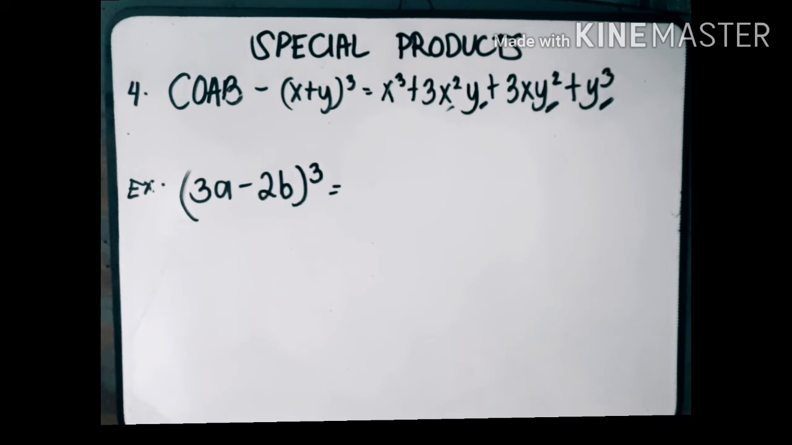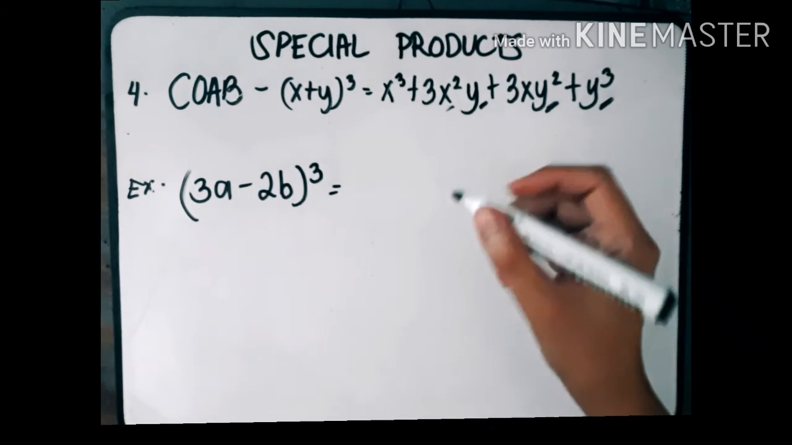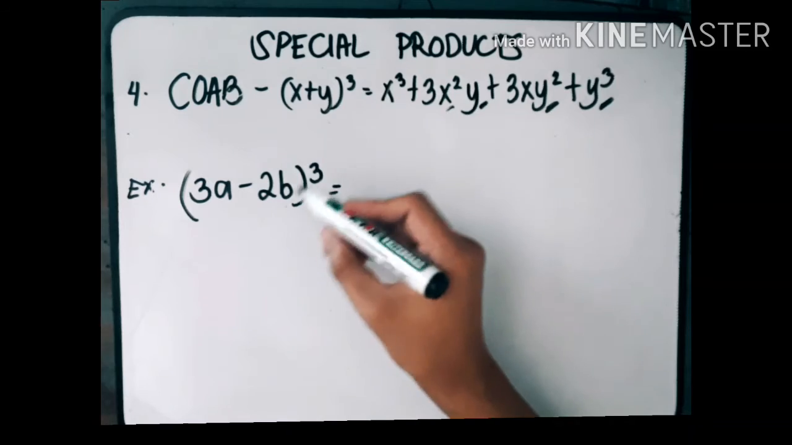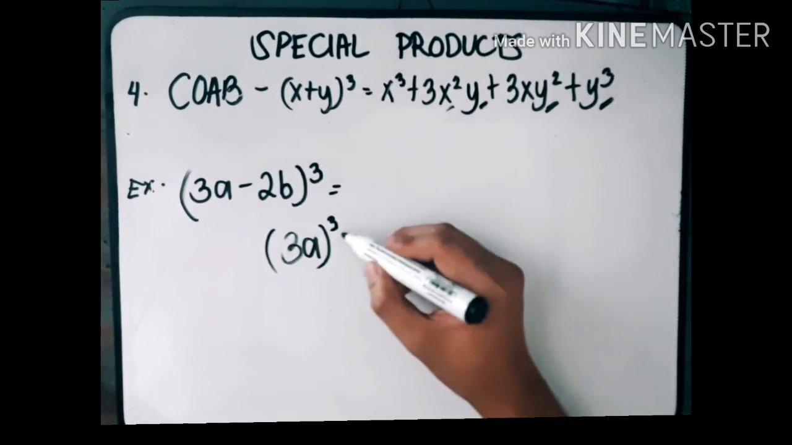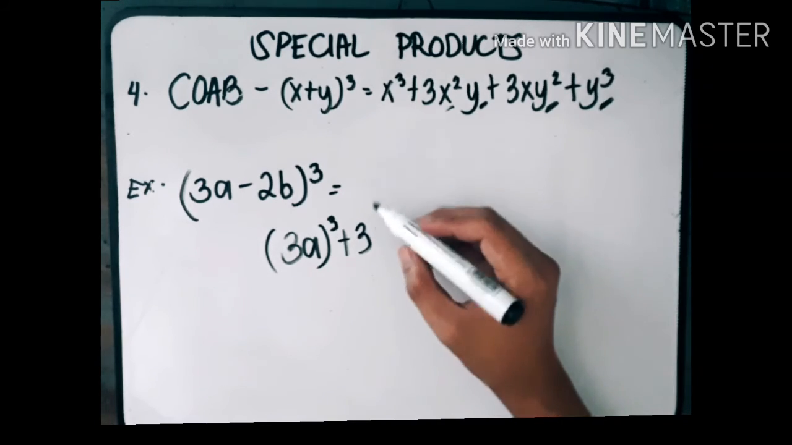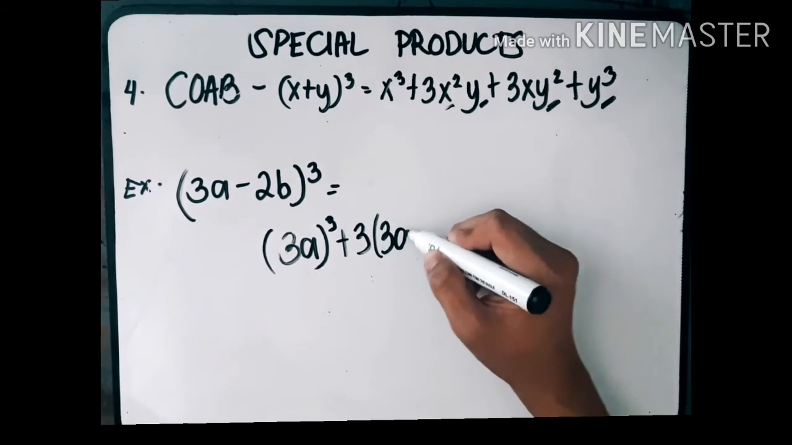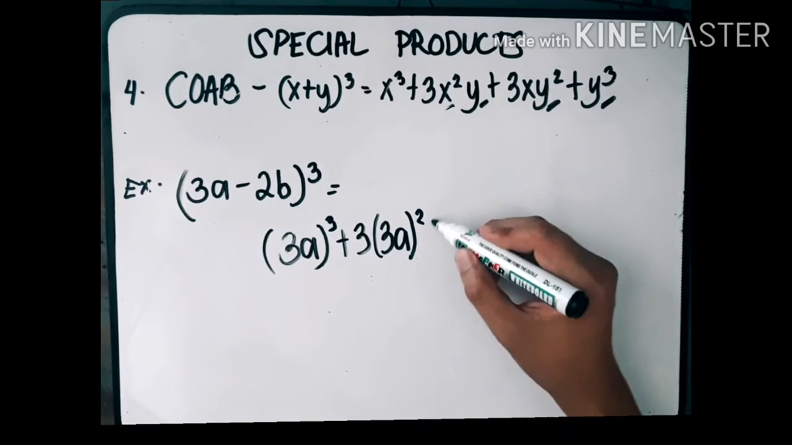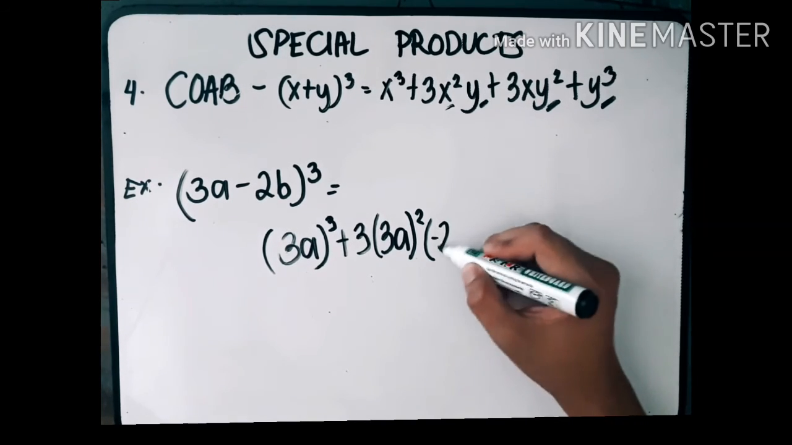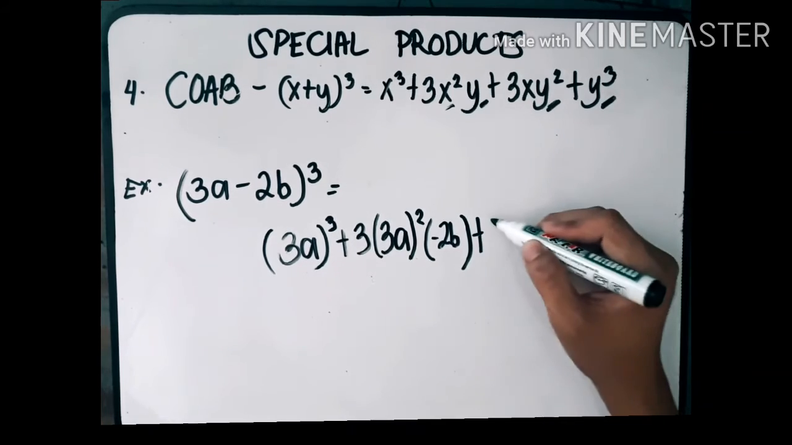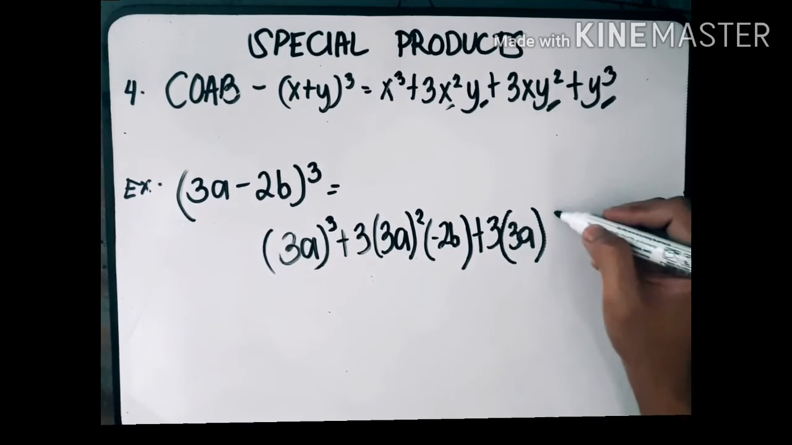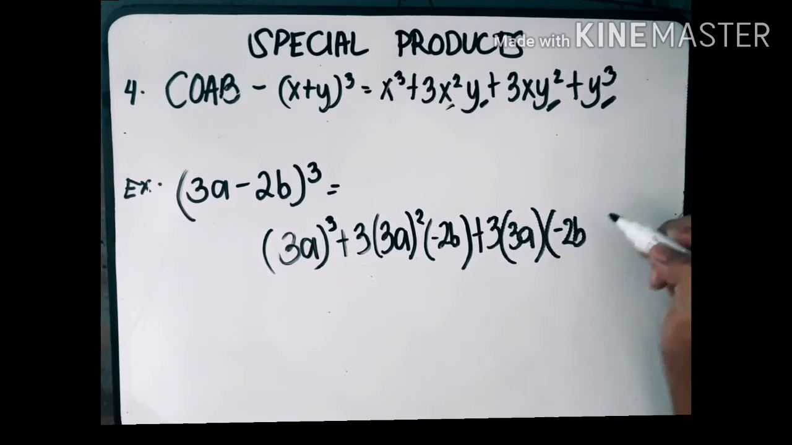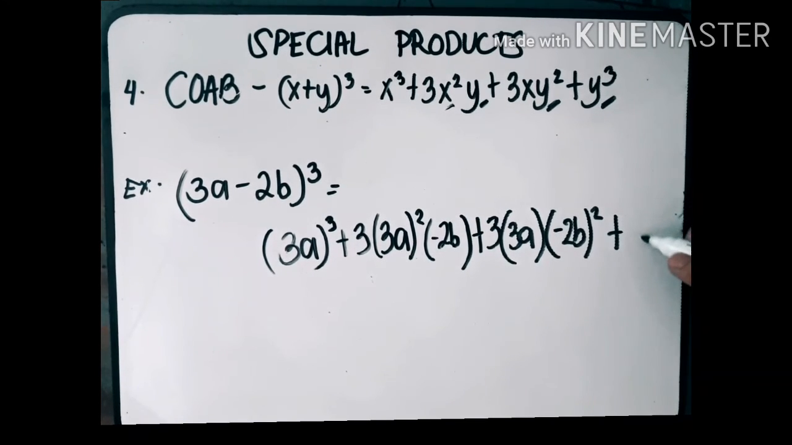How about 3a minus 2b raised to 3? So, una, cube ng first term is 3a raised to 3 plus thrice the product of the square of the first term multiplied by the second term plus thrice the product of the first term and the square of the second term plus cube of the second term.